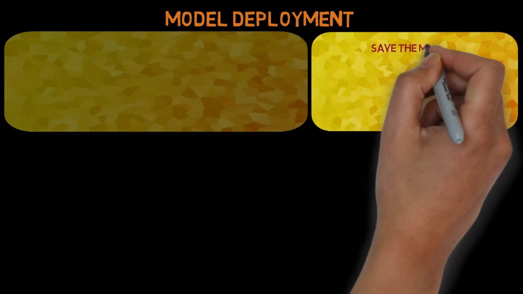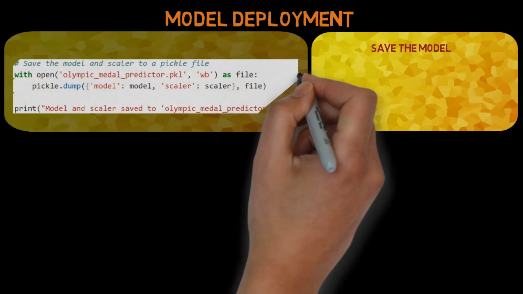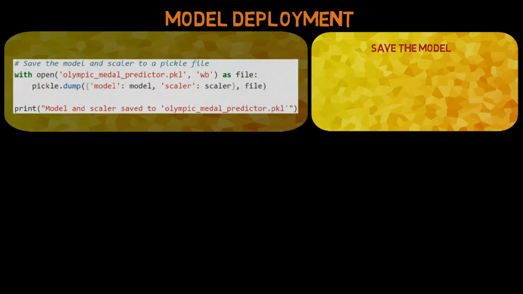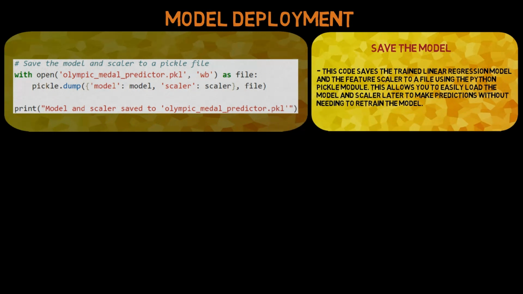Model deployment. To make our model reusable, we save the trained model and scaler to a file using Python's pickle module. This allows us to load the model later for predictions without retraining it.